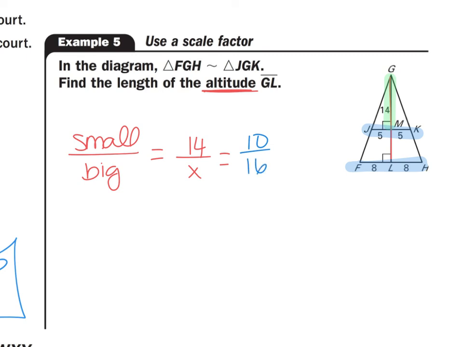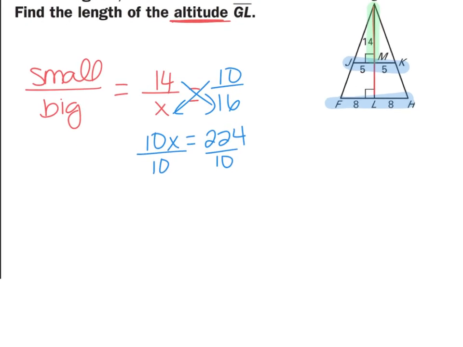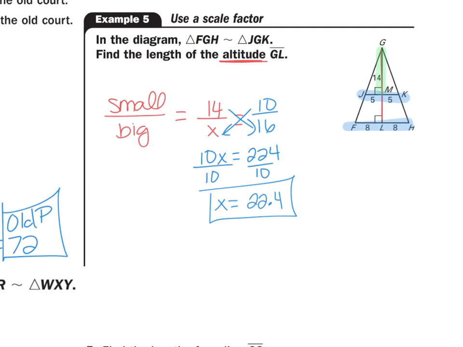All right, now we have a proportion all set up. We're ready to just do some good old-fashioned math. So let's go ahead and do this and this. That would give you 10x is equal to, put in your calculator, 14 times 16. You get 224. All right, divide both sides by 10. And you would get x equals 22.4. Yes, you can have a decimal. It's okay. So don't freak out.